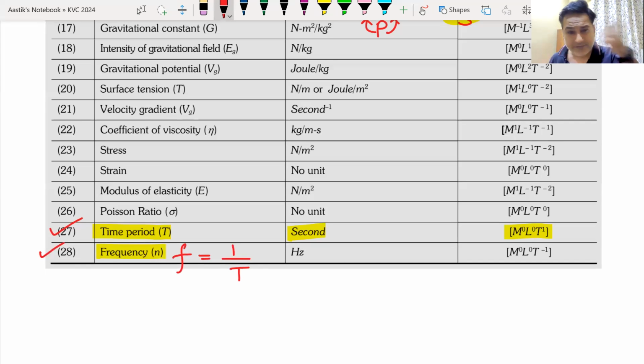So it is 1 by second, also known as hertz. And therefore, beta, if you can see, the SI unit is M is not there, L is not there, T is there, but T is raised to the power of -1 because it is divided by second. Do we all understand this? Yes or no?